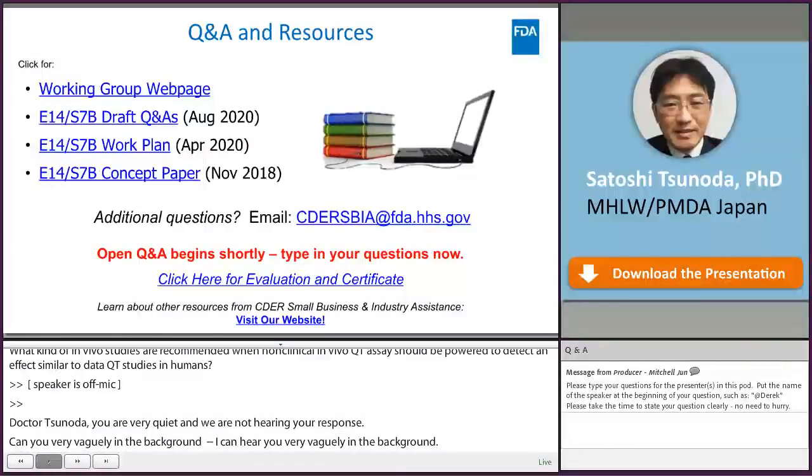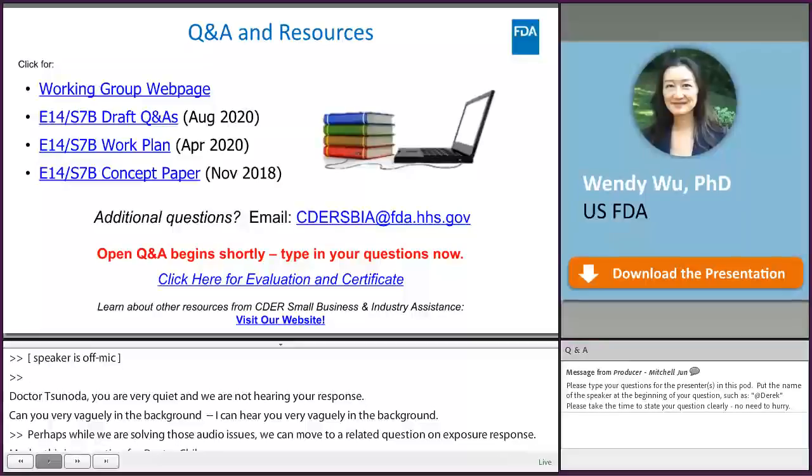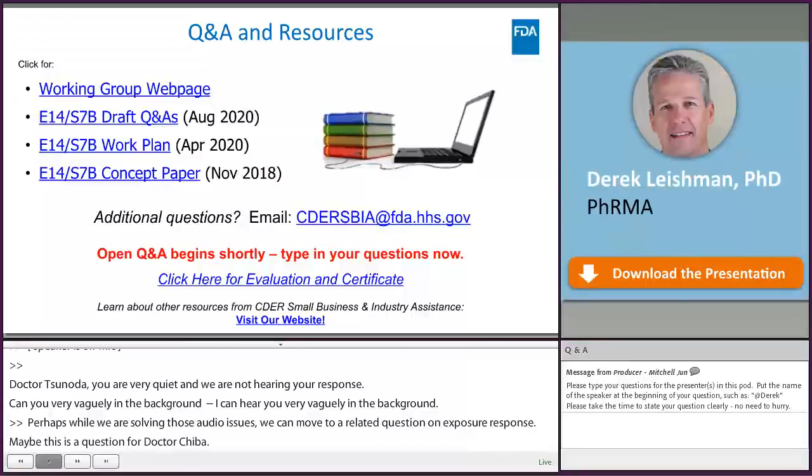Perhaps while we're solving those audio issues, we could move across to a related question on exposure response. So maybe this is a question for Dr. Chiba. So Dr. Chiba, what are the methods that people might consider when they're considering exposure response modeling in the in vivo study? Can you hear me? Yes, we can hear you.